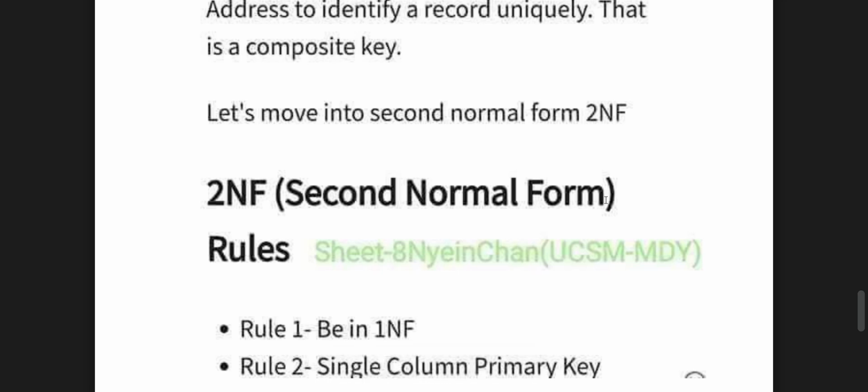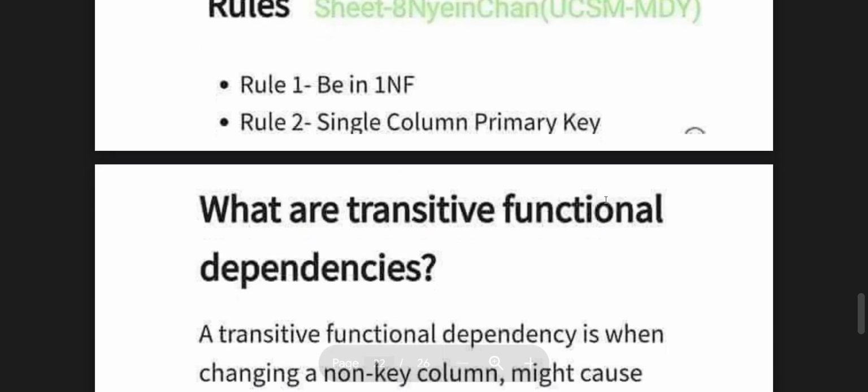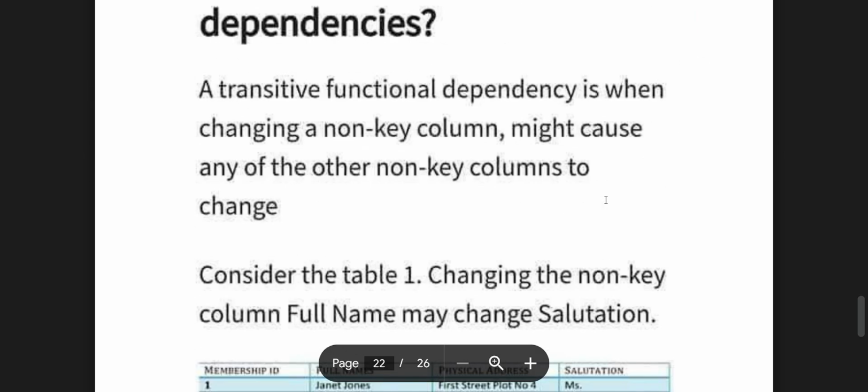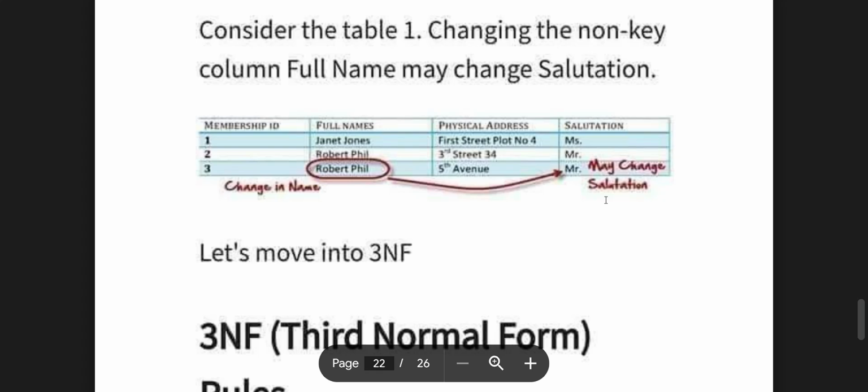Let's move to the second normal form rules: be in 1NF, second column primary key. What is a transitive functional dependency? A transitive functional dependency is when changing a non-key column might cause any other non-key column to change. Consider the table: changing the non-key column full name may change the salutation.